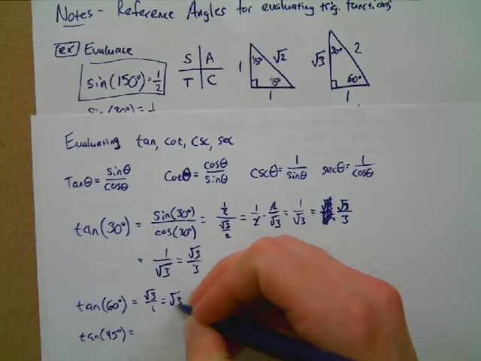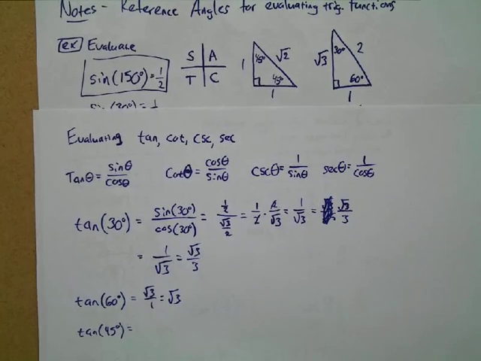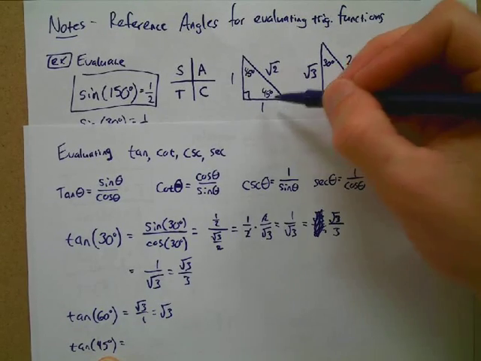I want to look at one more here. Let's say tangent of pi over 2. Just throw this one at you here.